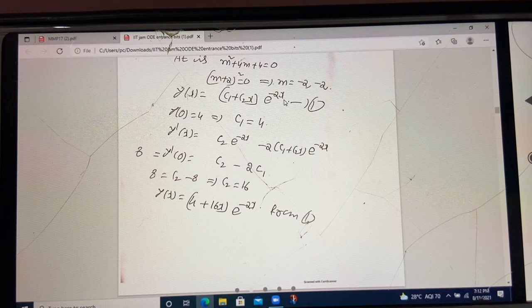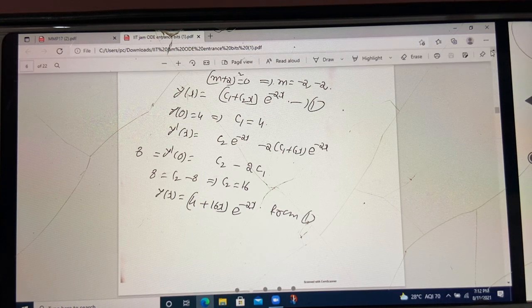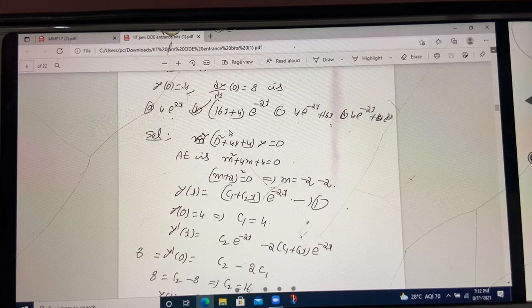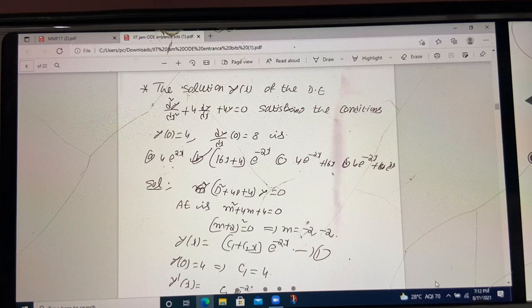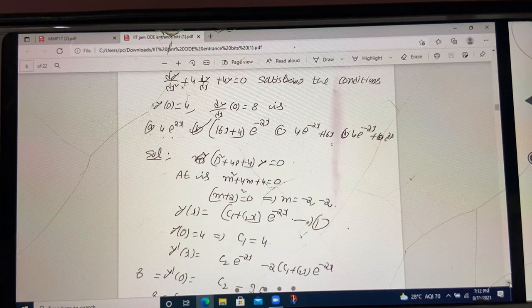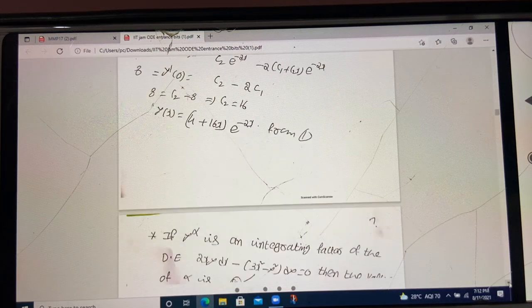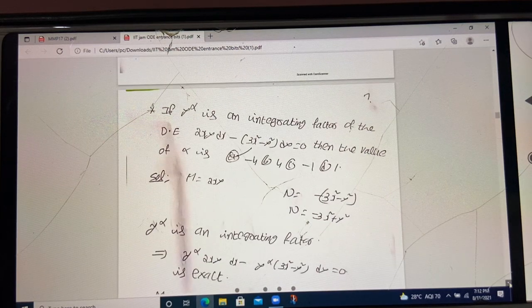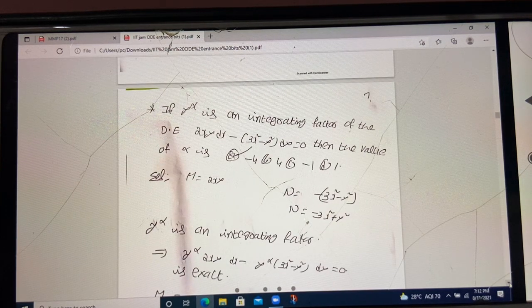So C1 plus C2x into this. C1 is 4, C2 is 16. This is the required answer. So unless you do the total, you will not be able to answer. You have to work out a number of questions and gain speed. Speed you get only when you work out a number of questions. So try to escape, not possible. Next.